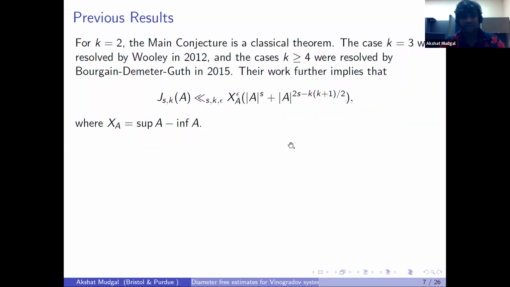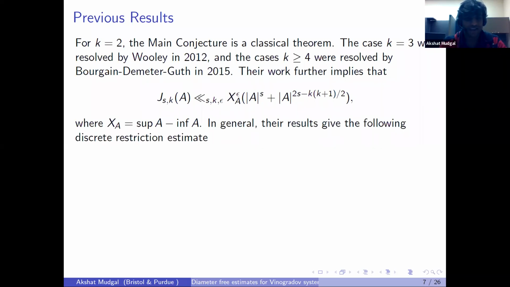In particular, their work further implies that even if you have an arbitrary set A, J_{s,k}(A) will be bounded by what you'd expect to be the lower bound in very nice cases, times an x to the power epsilon, where x is the diameter of the set A. And in fact, their work proves something yet more general. So I'll introduce what is called a discrete restriction estimate, which goes as follows.